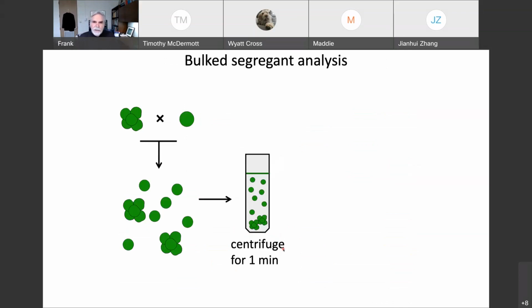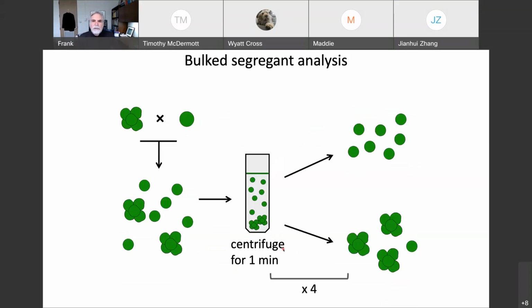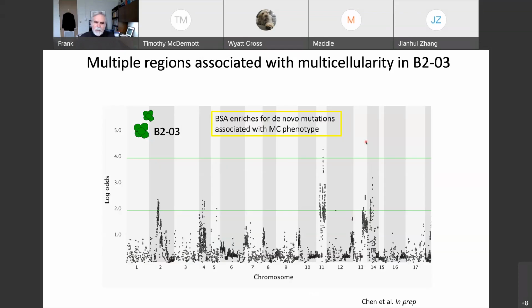She's using settling selection to distinguish between these, and she did 4 rounds of these settling selection experiments, enriching for multicellular forms versus unicellular forms. And then these become the pools for doing bulk segregant analysis. What has she observed so far?